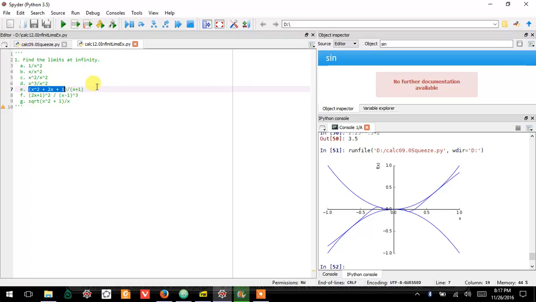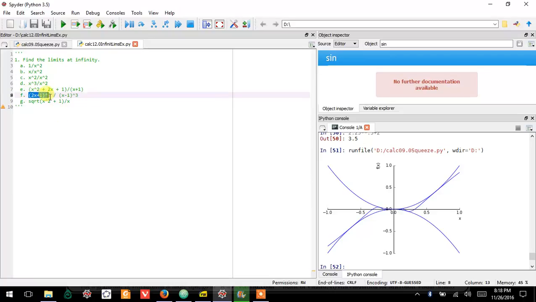As x goes to negative infinity, now here we have something slightly interesting. This will always stay positive. The only thing that really matters is the leading term, and this will be a positive leading term even as x goes to negative infinity. But this will be negative. So you will be dividing a positive number by a negative number. So actually, as x goes to negative infinity, this goes to negative infinity.